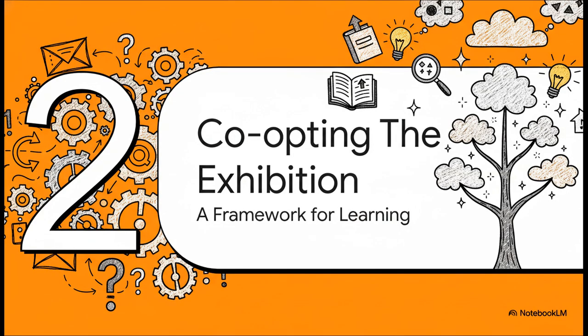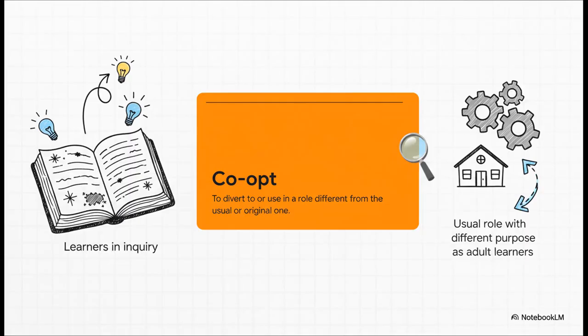Okay, so this brings us to the absolute core of our project. We are going to borrow, or as we're calling it, co-opt, the entire structure of the PYP exhibition for our own learning. Why? Simple. Because it is a fantastic, time-tested framework for doing a really deep and meaningful inquiry. And just so we're all on the same page, when I say co-opt, I mean it in this very specific way. We're taking the exhibition, which is normally for young students, and we're diverting it. We're using its powerful structure for our own totally different purpose as adult learners.